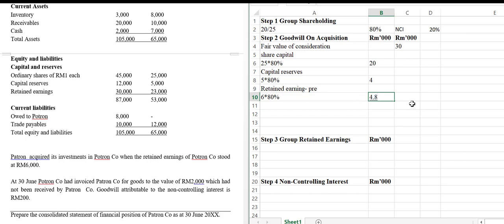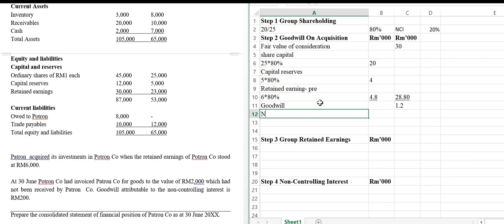So in total, you have 28.8. This is the total value of the company. If I spent 30,000 to buy over your company, but the total value of the company is 28.8, it means that I spent 1.2, or 1,200, for your goodwill. So this is goodwill, but this is not the total goodwill, this is the goodwill of the parent portion.